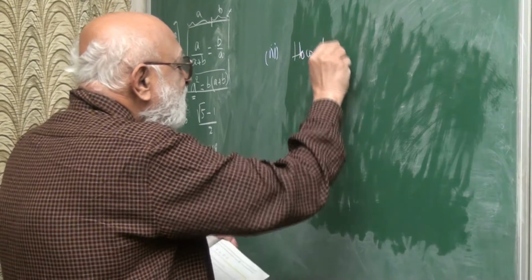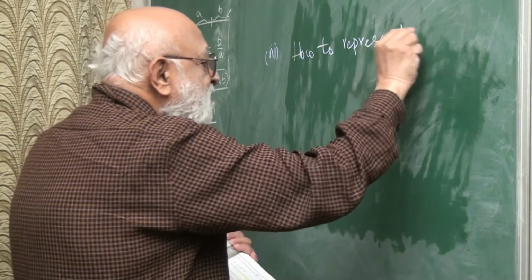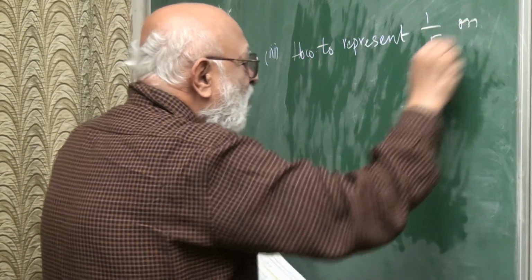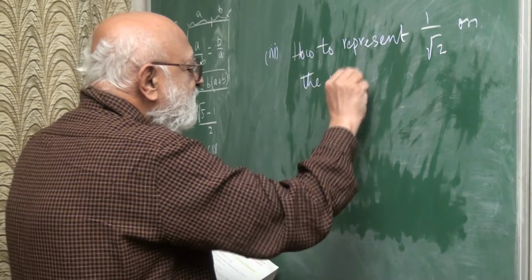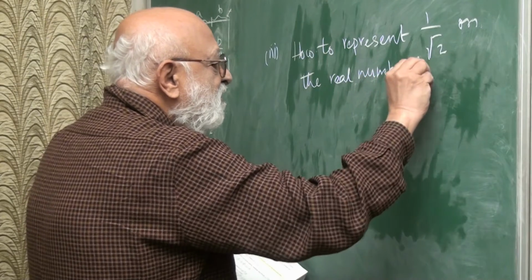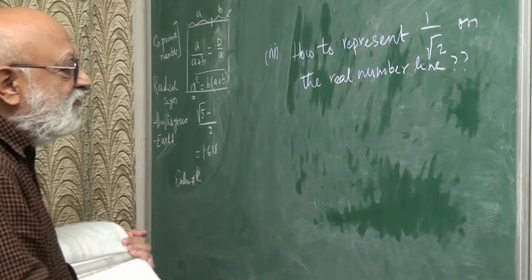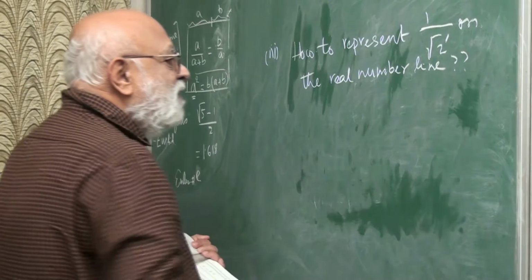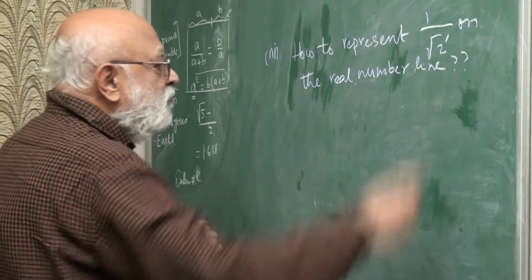how to represent 1 upon root 2 on the real number line. How do you do that? Because it's very difficult. We know how to represent root 2 on the number line. There is no problem. But how do you do 1 upon root 2?